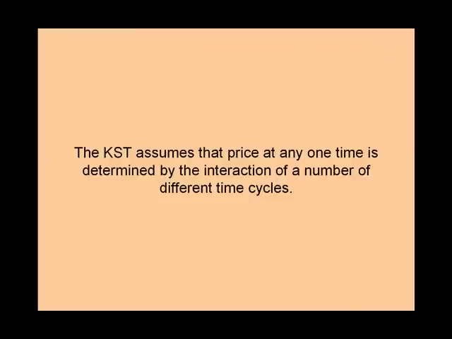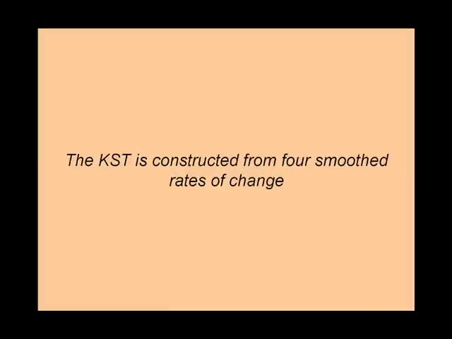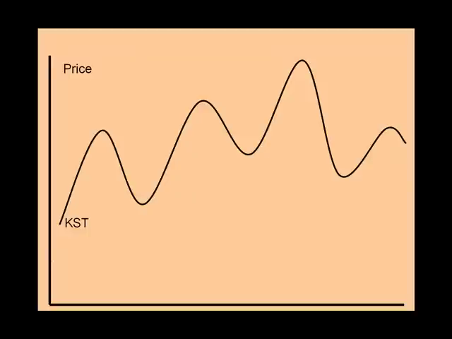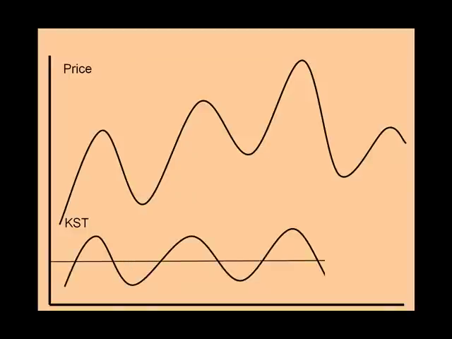The KST formula takes into consideration the fact that the price at any one time is determined by the interaction of a number of different time cycles. The KST reflects this by including 4 different rates of change indicators that are a function of differing time cycles. These ROCs are in turn smoothed with moving averages to iron out jagged price movements, and then they're combined into one indicator. The result is a series with a slow, deliberate path, yet it's sensitive enough to reverse direction fairly close to the actual turning points in price.